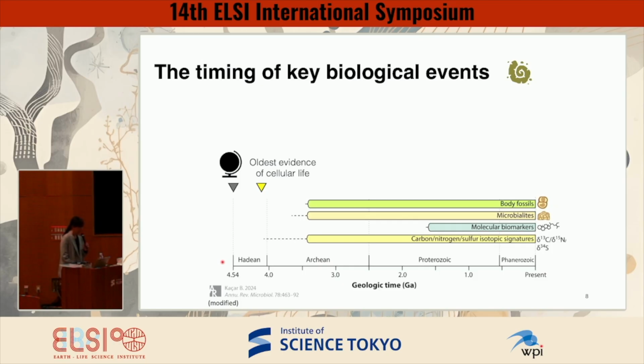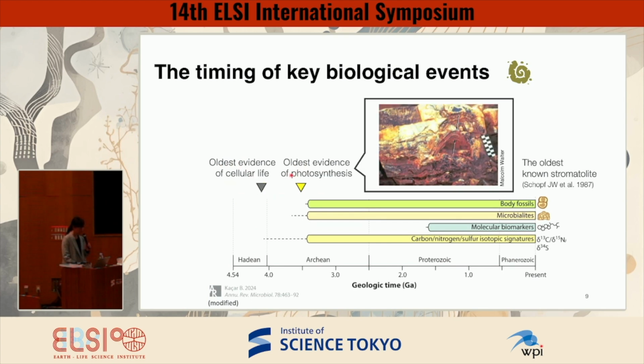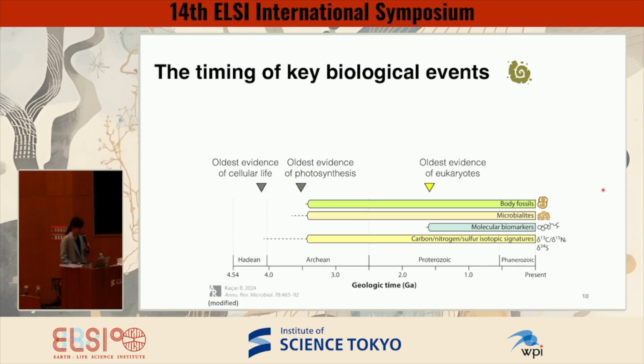Then let's check the timing of key biological events revealed by the geological record. This is a diagram of the Earth's history with a scale up to 4.5 billion years ago, when the Earth was formed. From the isotopic evidence, it is considered that the earliest life emerged at least 4.1 billion years ago. Fossil evidence suggests that photosynthesis already existed around 3.5 billion years ago, and eukaryotes around 1.8.